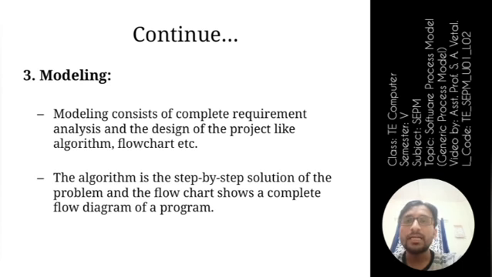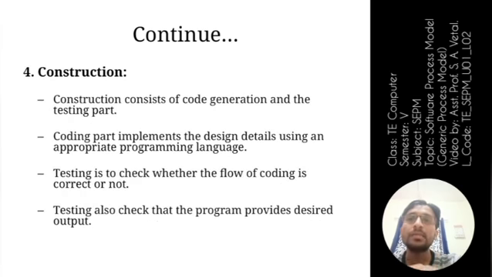So the flowchart can be drawn with the help of our algorithm. This kind of task can be performed in our third activity, that is modeling. Now we have completed our communication, our planning activity, and our modeling. The next activity that we should perform while developing a software is construction.